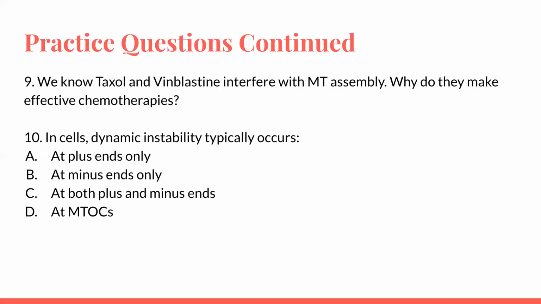All right, so last question. In cells, dynamic instability typically occurs where? Remember, in cells, so in vivo. So yeah, it's A because when you see in cells, that's equivalent to in vivo. Yeah, you guys got it. Remember that unless it says in vitro with that petri dish, then that's when you get it at both the plus and the minus ends, but this is in vivo in the cells and that occurs only at the plus ends.